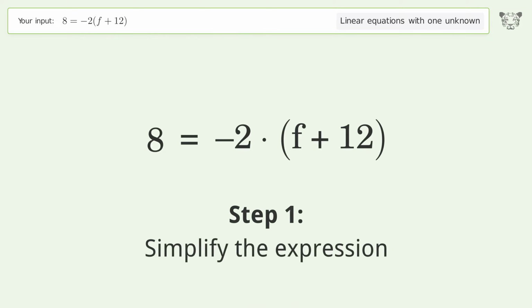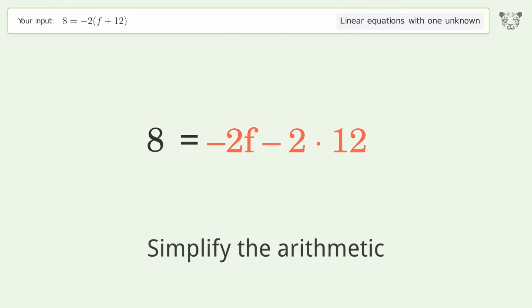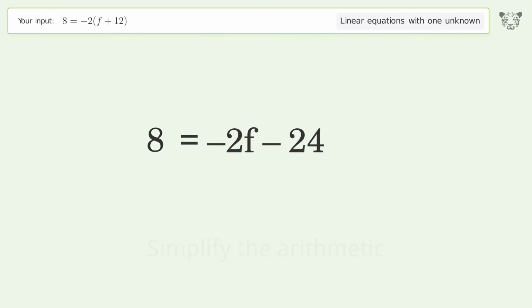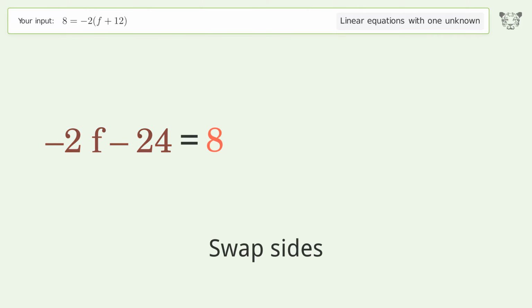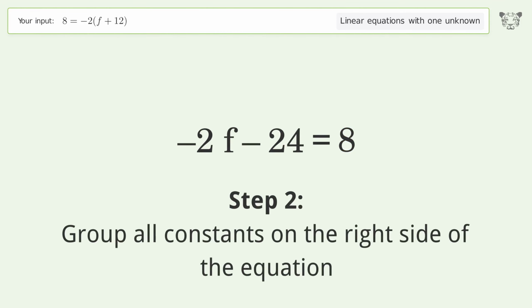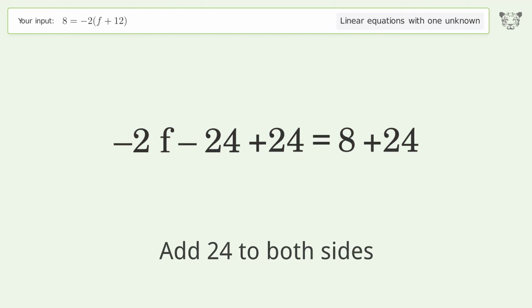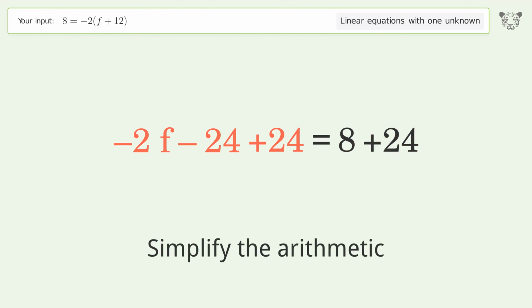Simplify the expression. Expand the parentheses. Simplify the arithmetic. Swap sides. Group all constants on the right side of the equation. Add 24 to both sides. Simplify the arithmetic.